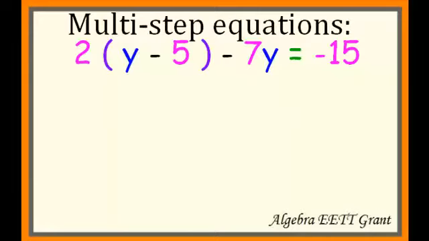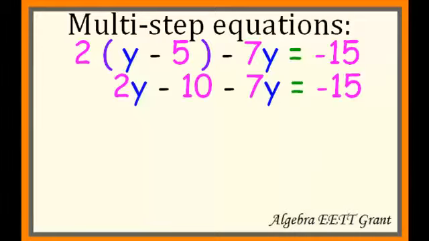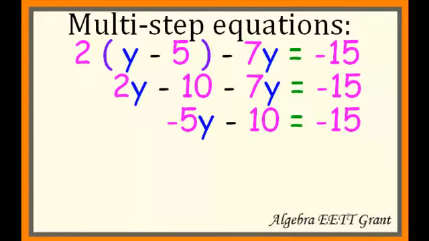Now let's look at a multi-step equation. In other words, this one's going to take more than 2 steps. How do we do a problem that looks like this? Well, with any equation, the first thing you have to deal with is the parentheses. So to get rid of a parentheses, when it's multiplied by a number out front, like in this case 2, we must distribute the 2. Well, 2 times y is 2y, and 2 times the 5 is negative 10. Now, everything else I just brought down. Now we collect like terms. So the 2y and the negative 7y will give you a negative 5y. Now the negative 10, I just brought it down, and the negative 15, I brought it down.